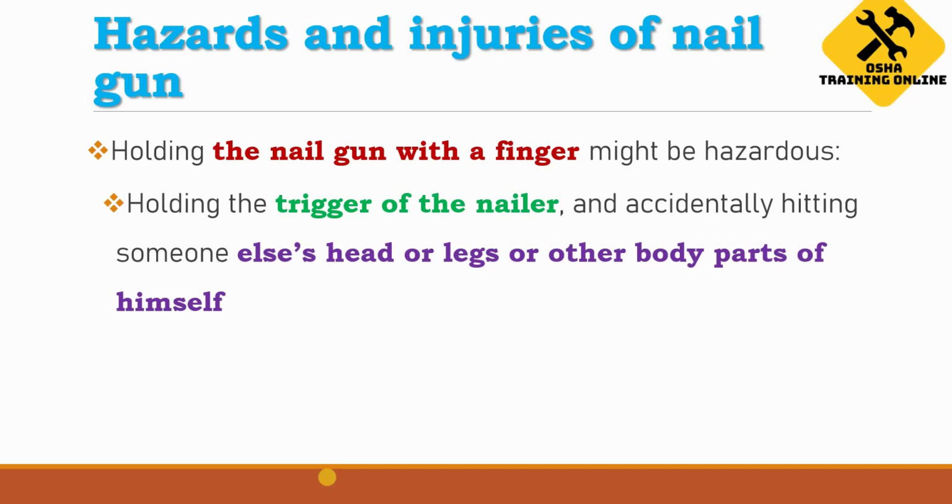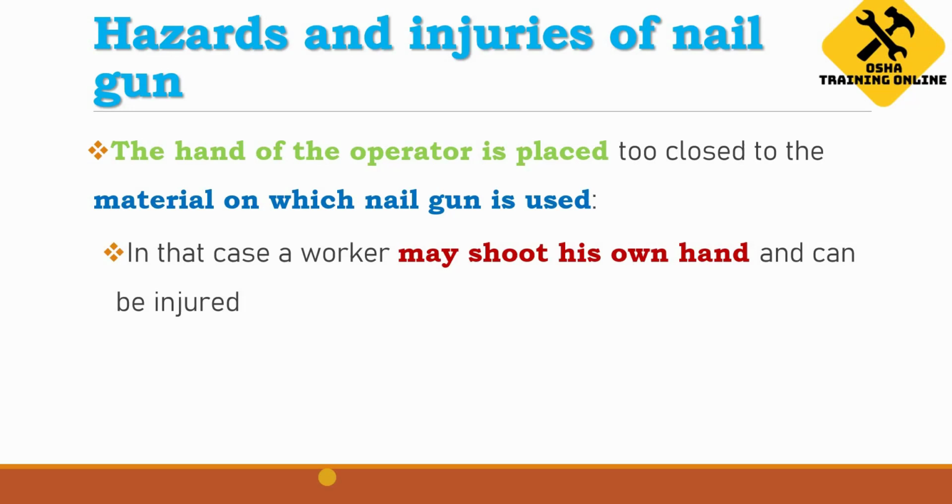This is because he may be using the nail gun machine and he may be so used to it that he would always place his finger on the trigger of the nailer, and he may accidentally hit someone else's head working with him, other workers' heads or legs or other body parts, and he may also hit himself, his other body parts accidentally.